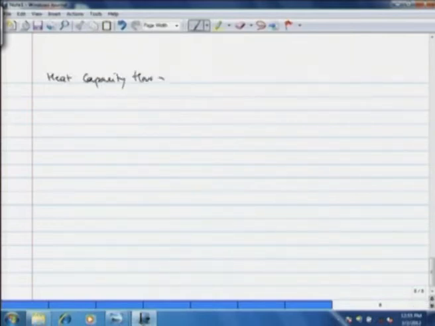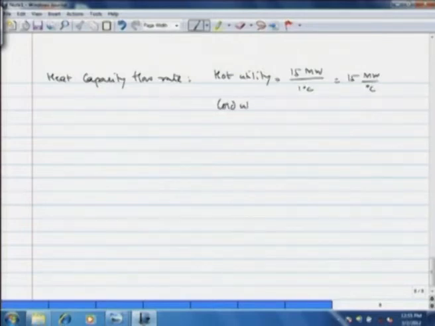Now the heat capacity flow rates are for hot utility 15 megawatt divided by 1 degrees, so 15 megawatt per degree centigrade, and for cold utility it is 26 megawatt by 10 degrees, so 2.6 megawatt per degree centigrade. So that completes the second problem.